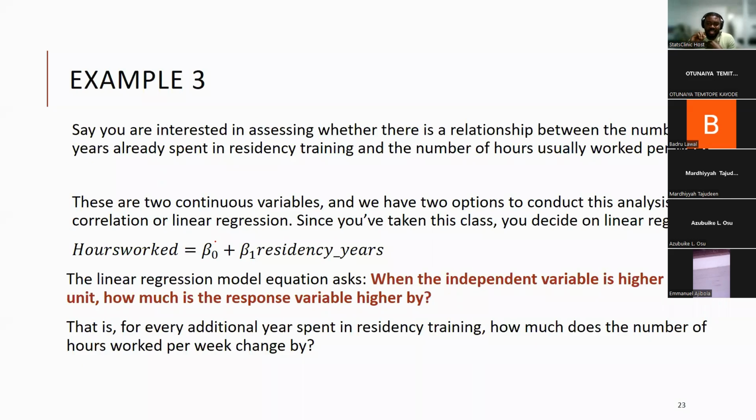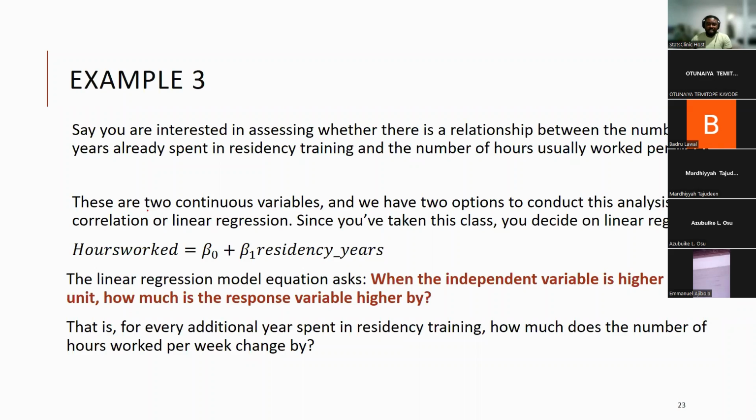This is an example we've seen in class. You're interested in assessing whether there's a difference between the number of years spent in residency training and the number of hours usually worked per week. The assumption is that maybe if a person has spent more years in residency training, they might have more control over their time, or they might have more responsibility. That means they're expected to work even longer hours. So it depends on what's happening in your setting.